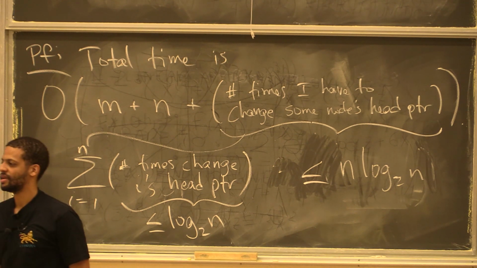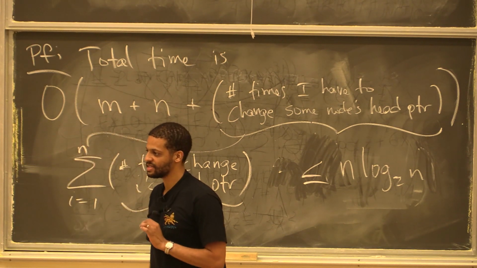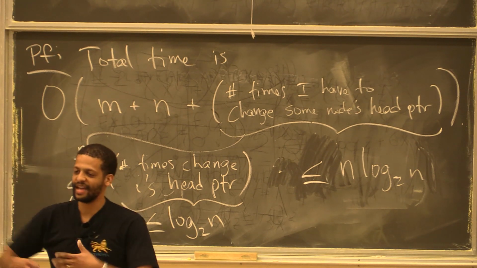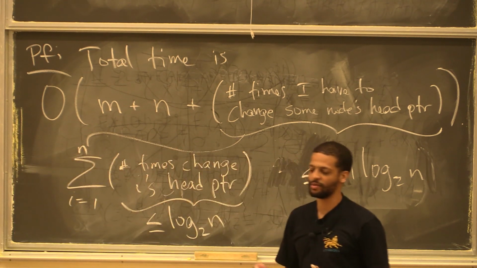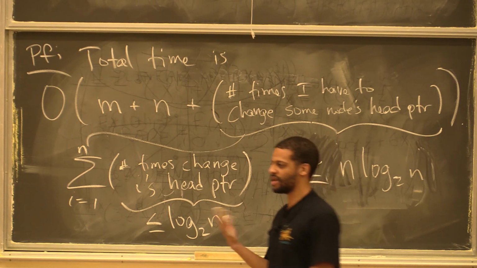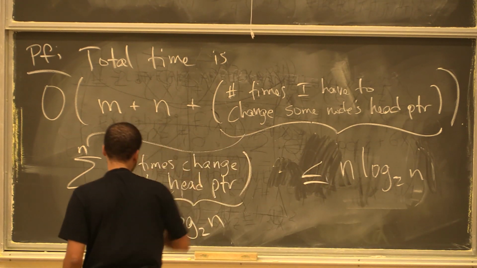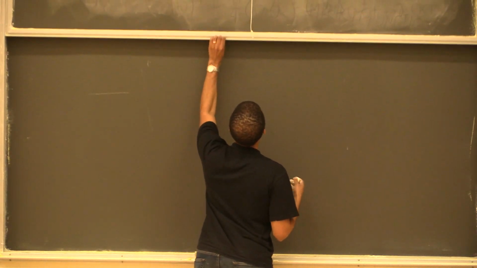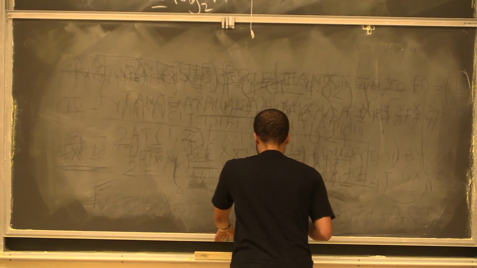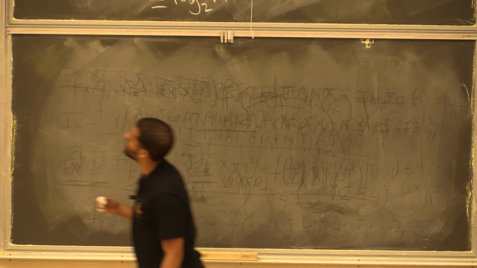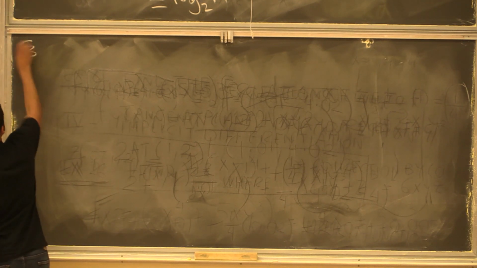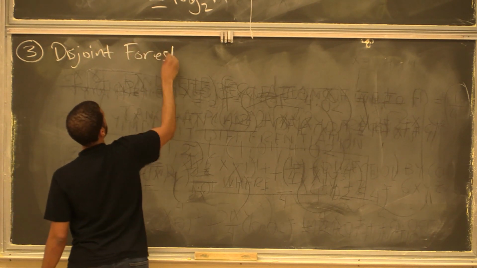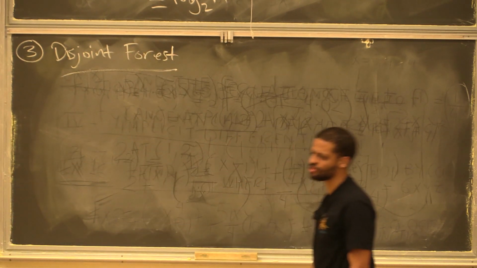Okay? Now, I do want to tell you about disjoint forest. And again, I like to explain algorithms in a way where I don't just give you the code and then analyze it. I want you to understand where that data structure even came from. So where did disjoint forest come from? So let's say now disjoint forest. Okay, so what is the data structure and where did it come from?